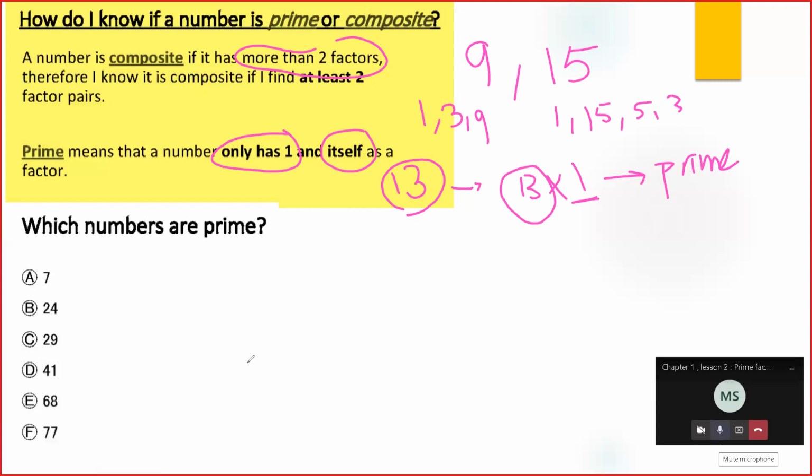Now, look at these numbers here. Which numbers are prime? Yes, Maryam. Is number 7 prime? Yes, it's prime. Why is it prime? Because its only factors are 1 and itself. Bravo. It has only 1 and itself.